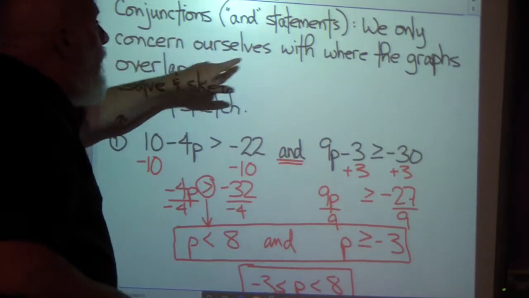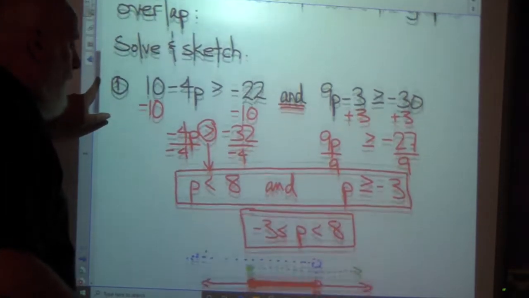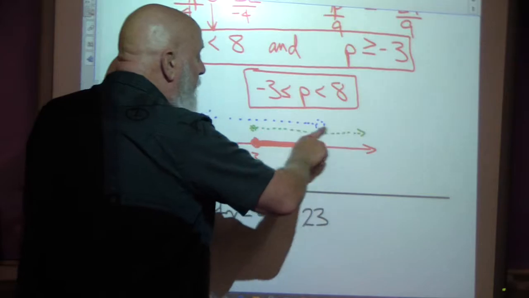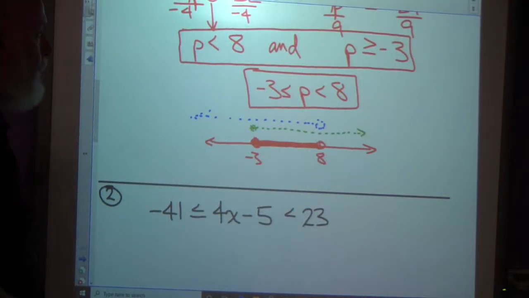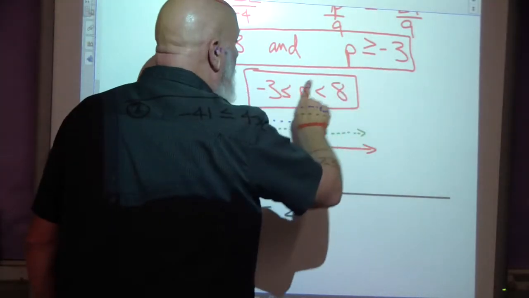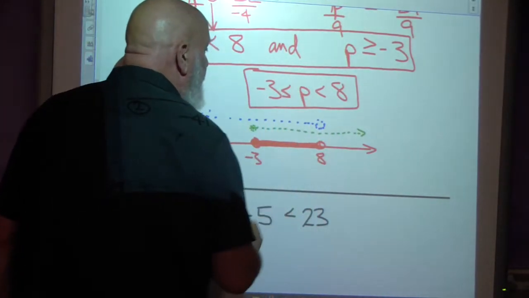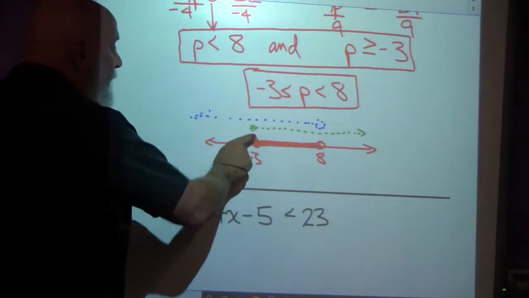We're concerned with where the graphs overlap. And so I did this. This is just me thinking. That's not part of the graph. This is the graph. Okay? So I would look for either this or this in this graph. It'll have the solution and the graph.